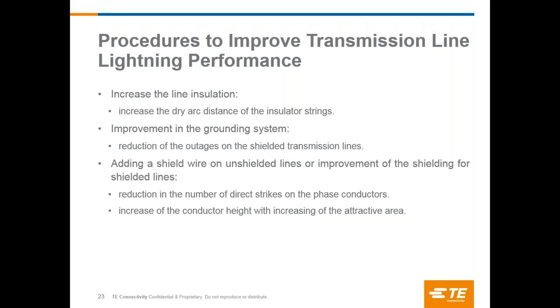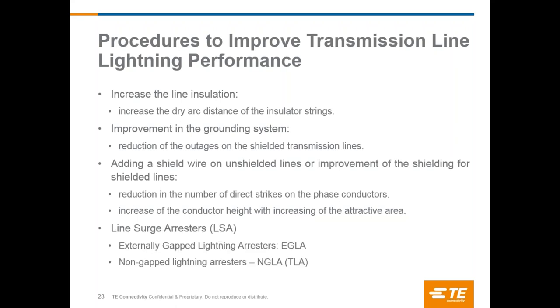The third procedure is adding shield wire on unshielded lines or improving the shielding performance for shielded lines. Basically, it reduces the number of direct strikes on the phase conductors. It means that when you apply a shield wire on an unshielded transmission line, this line is more exposed to lightning because you are increasing the width of the attractive area through the increase of the conductor height.